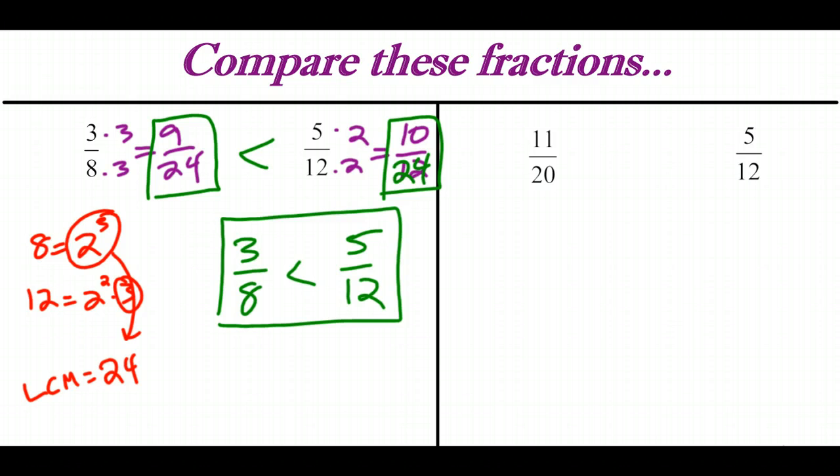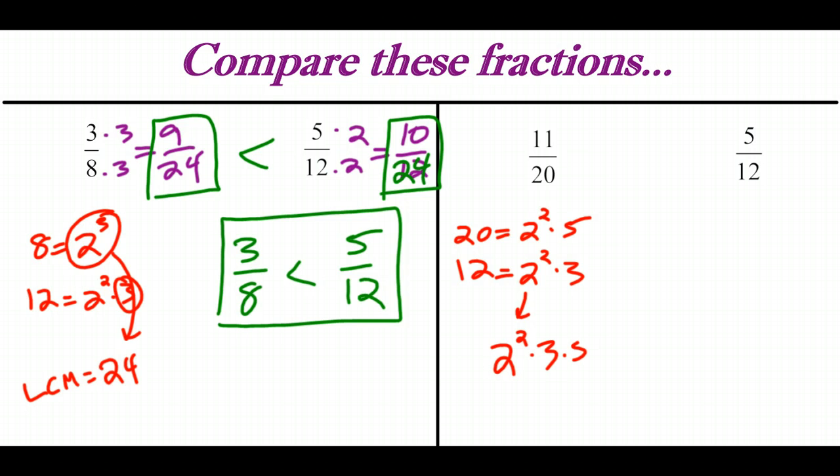Now let's look at 11/20 and 5/12. So we have that the LCM of 20 and 12, well, 20 is the same as 2 squared times 5. 12 is the same as 2 squared times 3. We need 2 2's, a 3, and a 5 to work with this, so the LCM is 60, which means that the LCD is 60.